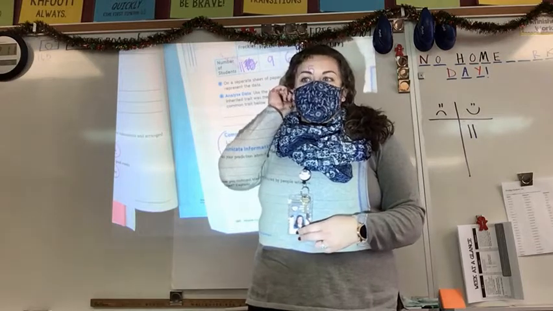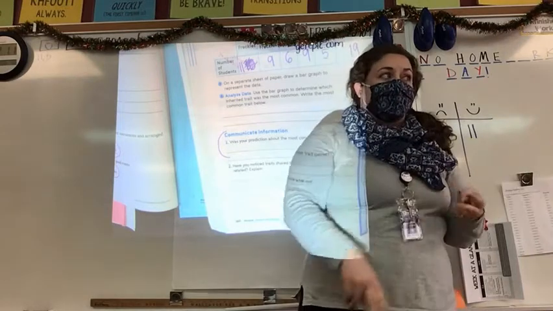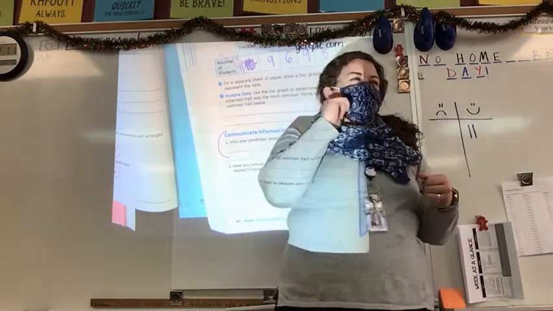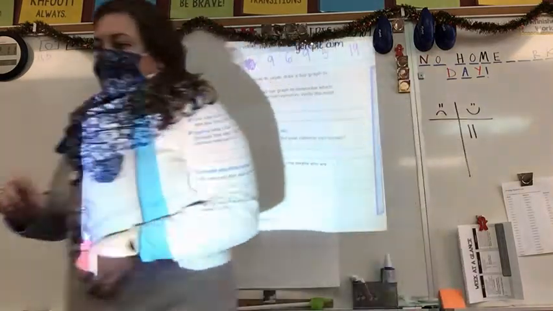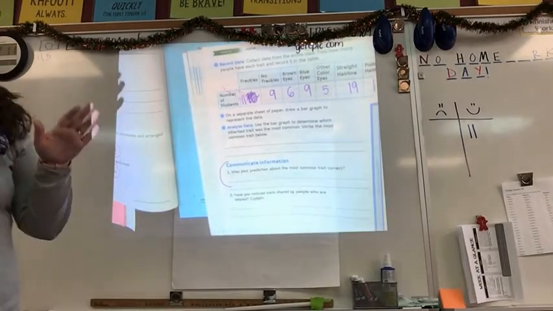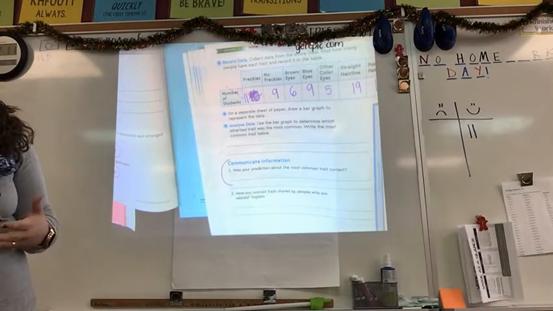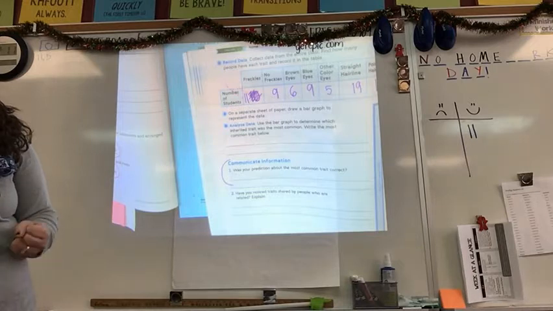But we did a little class poll of whether or not you had freckles, or what your hair color was, or what your eye color was, or it wasn't hair color, it was your hairline, right? So I have that data here. This is what our class, from the students that were here that day, this was our data. Today your job is to turn this into a graph. And it says, draw a bar graph.